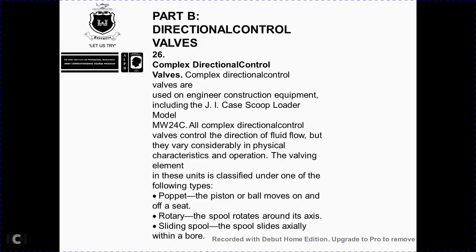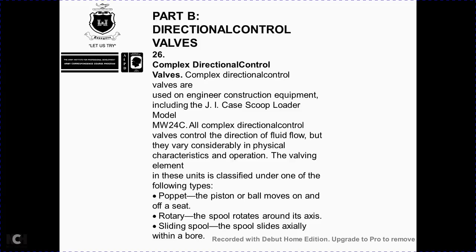Part B, directional control valve. The complex directional control valve is used in construction equipment, such as the JI Case scooper loader model MW24C. Directional control valves control the direction of fluid flow. These units are classified under one of the following types: the poppet or piston, with a moving ball or poppet moving on and off its seat; the rotary spool, which rotates around its axis; or the sliding spool.